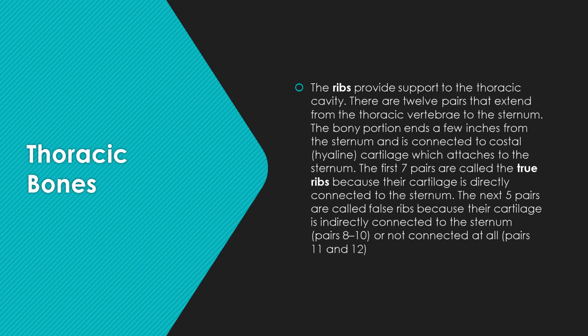Now each rib articulates posteriorly with its corresponding thoracic vertebrae. And ribs 1 through 7, first 7 here, these are going to have a direct anterior attachment to the sternum by a strip of hyaline cartilage that's called costal cartilage. So 1 through 7 are directly attached to the sternum by costal cartilage.